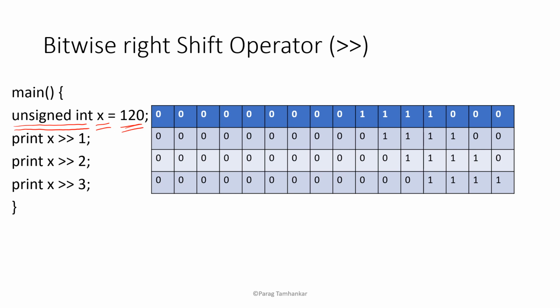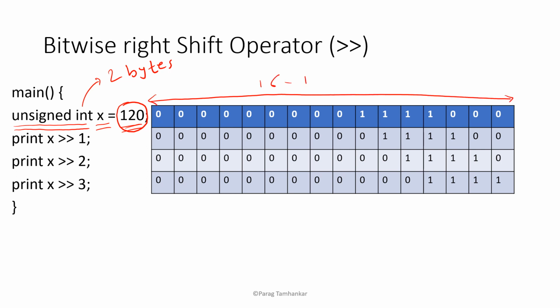We also assume that an integer requires 2 bytes. So 2 bytes means 16 bits. Now the binary equivalent of 120 is shown over here. These are the 16 bits we have, and this is the binary representation of 120.